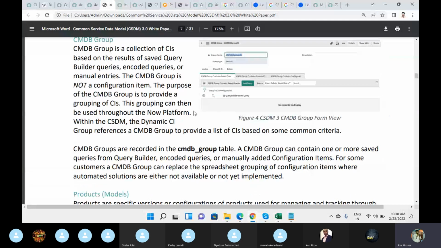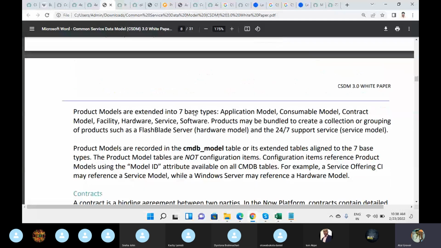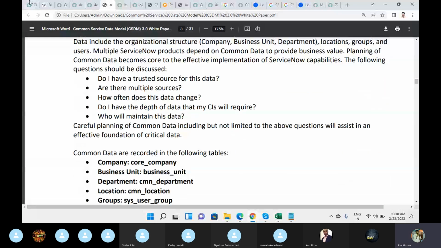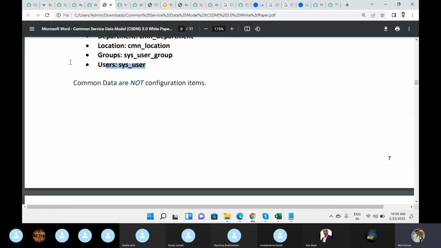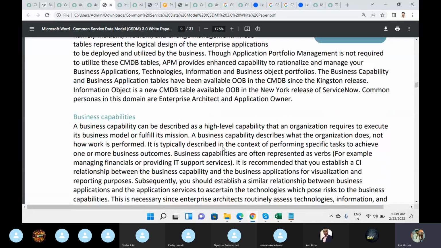I tried reading this, but after some time, I gave up. So a lot of things are there now. Common data, not the configuration items. Don't think that user is a configuration item. No, it is foundation data.